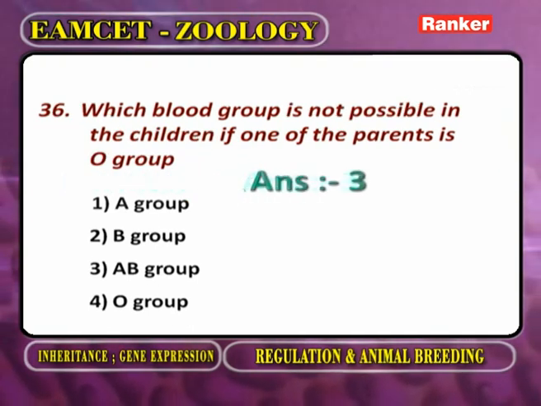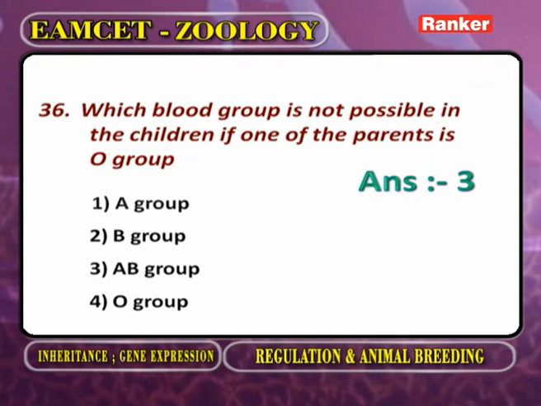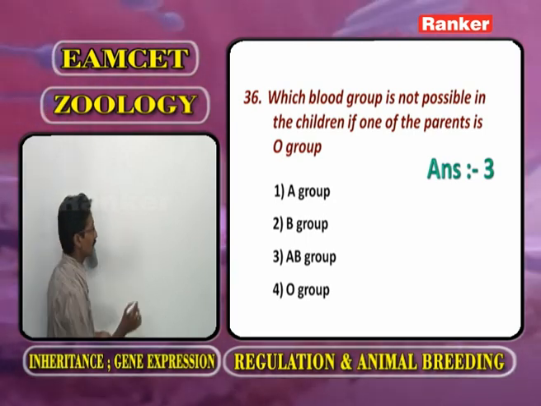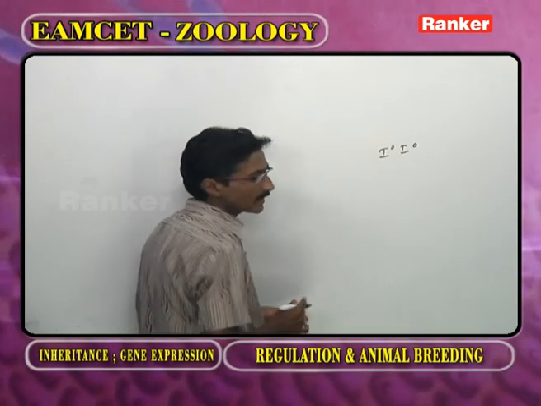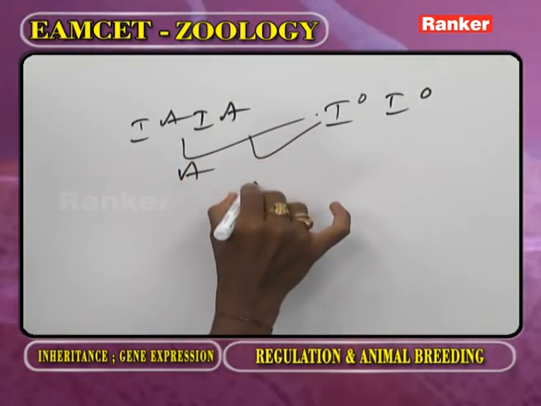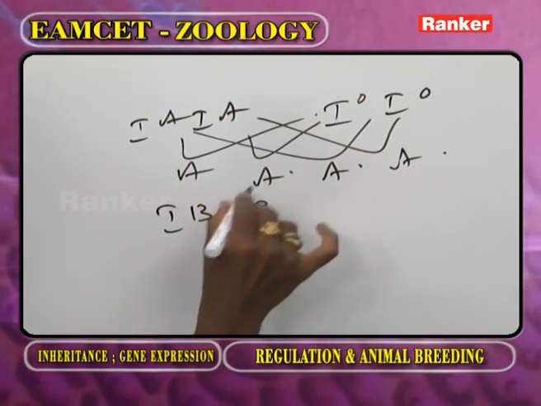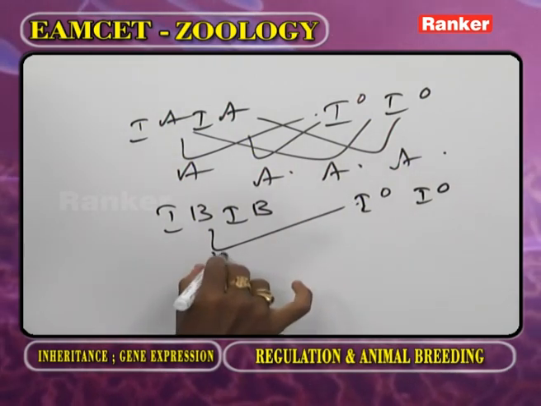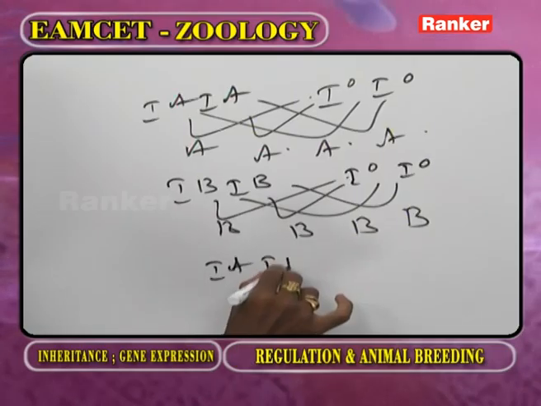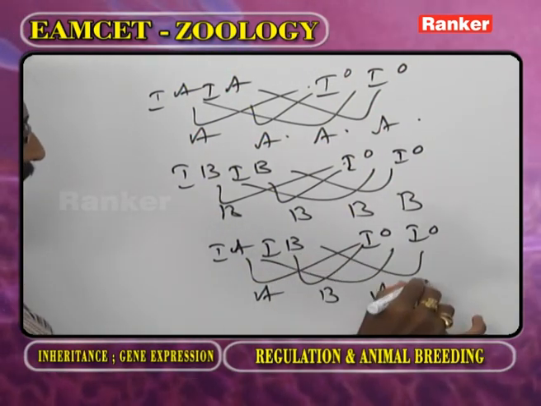Now the next question: which blood group is not possible in the children if one of the parents is O group? We know very well the O group is IO IO. Now if it is crossed with A group, IA IA, we are getting A, A, A and A. Now the second one, B, IB IB, and one of the parents is IO. We are getting B, B, B and B. Now the third option is IA IB and IO IO. We are getting A, B, A and B.